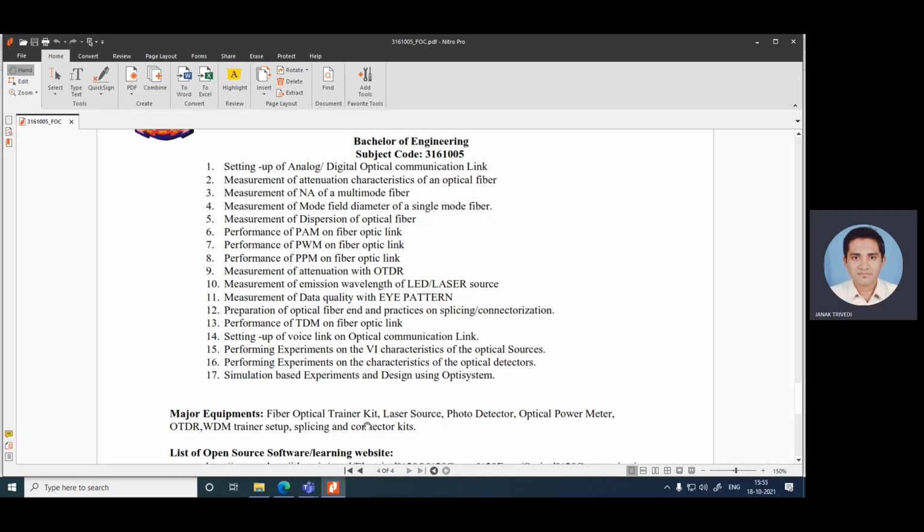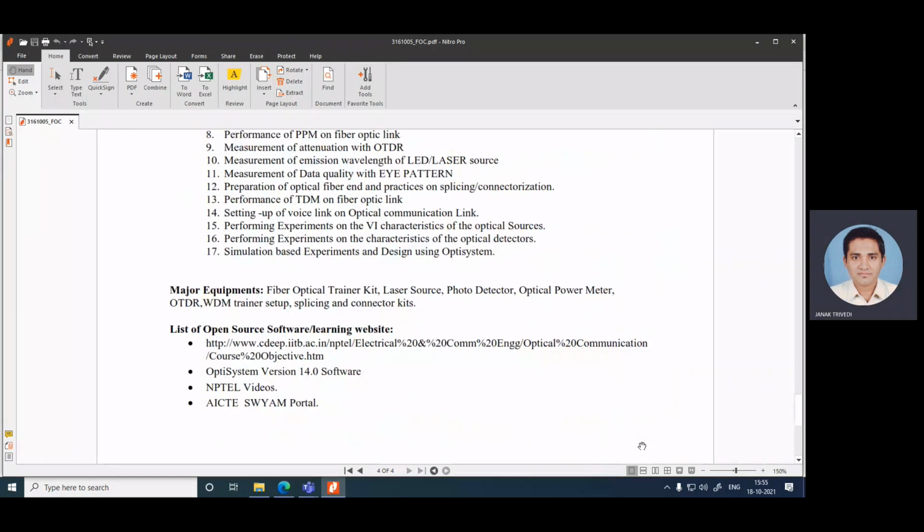Major equipment: the fiber optical trainer kit, laser source, photodetector, optical power meter, OTDR, WDM trainer setup, splicing and connector kits. These are the list of open source software and learning websites: OptiSystem, NPTEL videos, AICTE Swayam portal, and Scilab. Scilab is also useful to complete this practical from the optical fiber communication system.